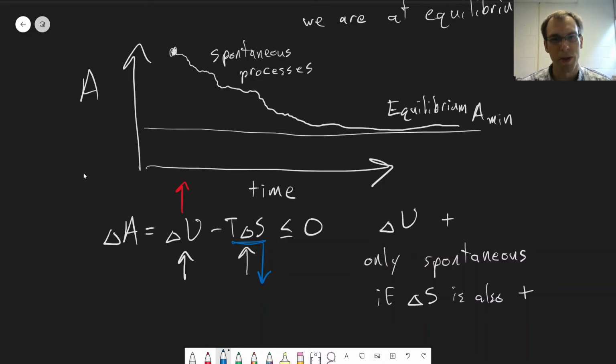And we'll see a very similar sort of relationship when we get to talking about the Gibbs energy, but it won't be delta U in that case. And so we'll go ahead and stop here. There's one other thing we're going to talk about with the Helmholtz energy, and then we'll get on to the Gibbs energy.